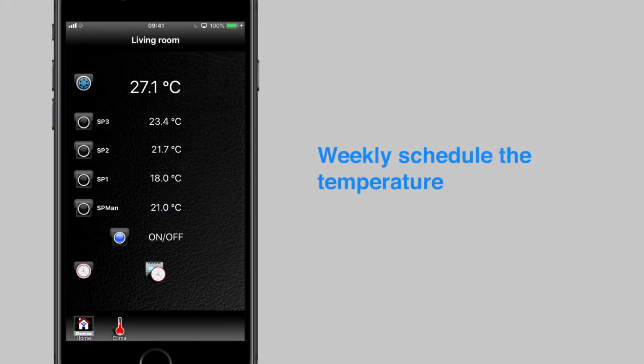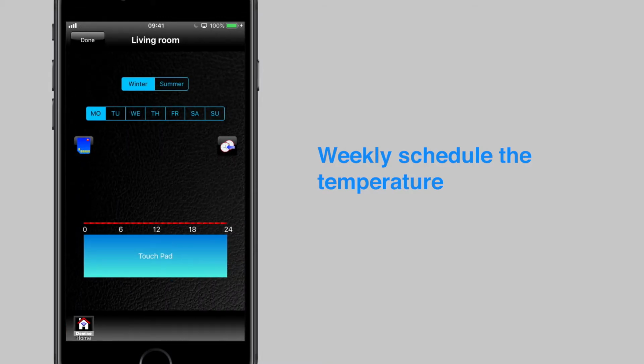To set the temperature for the day, click on the icon with the weekly schedule. By moving your finger on the touchpad area, the graphic for the selected day will be created. The possibilities are 0, T1, T2, T3. Eventually, save your program by clicking on the Save icon.